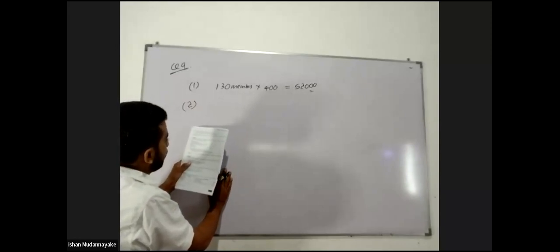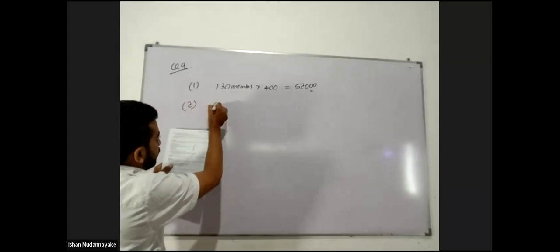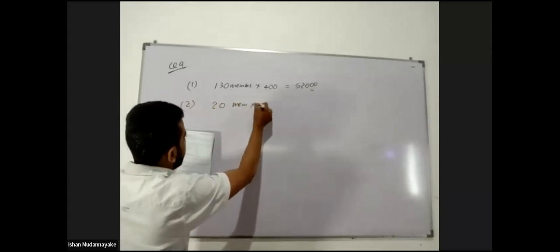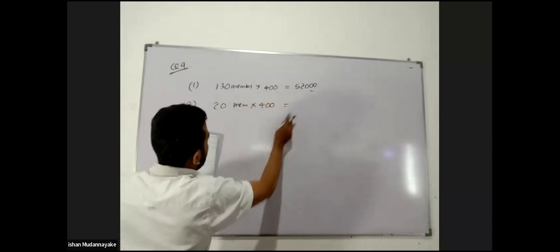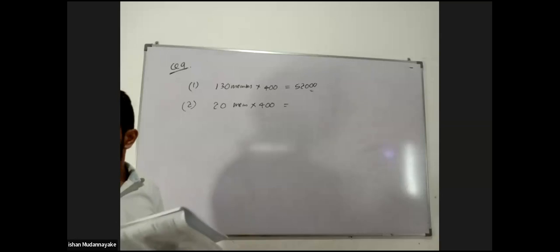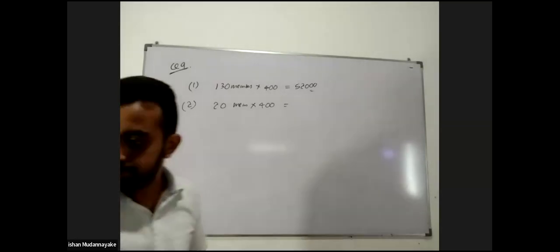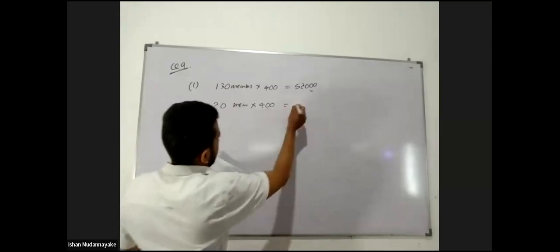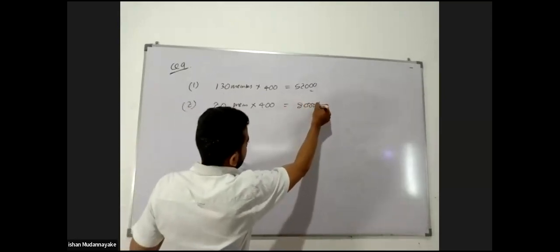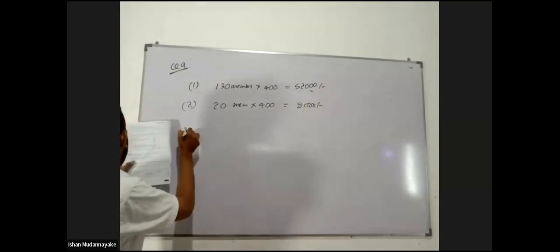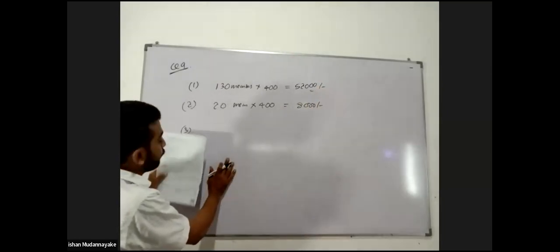Accrued membership fee. It is subscription fee receivable. How much? 20 members multiplied by 400. Subscription fee receivable, how much? 8,000 rupees. Yes, 8,000 rupees. And then third one, calculate the subscription fee for the period.